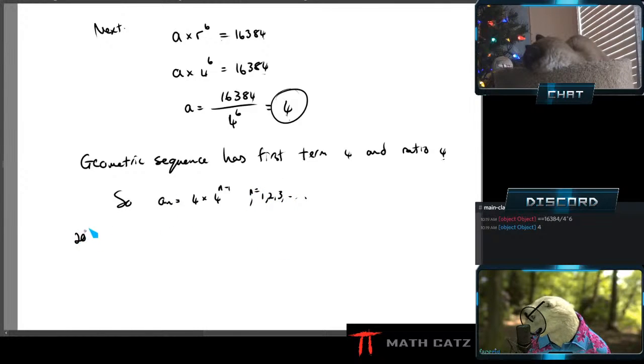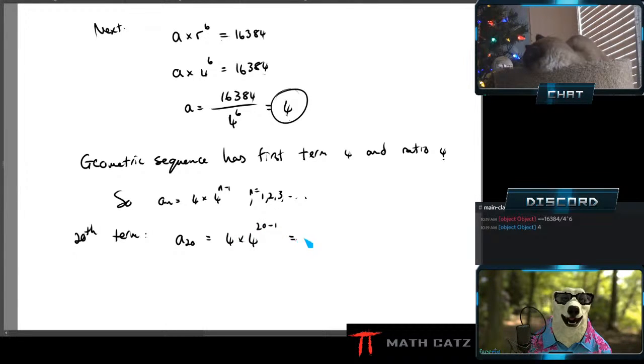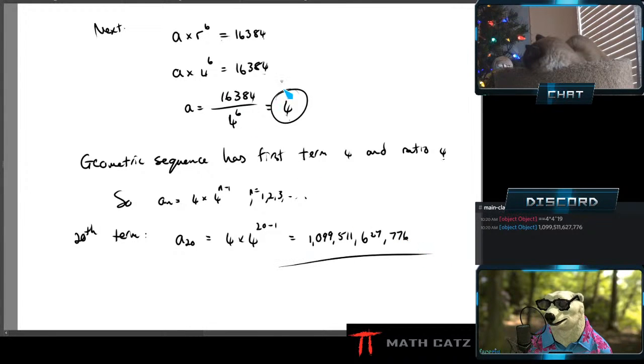If I want to find the 20th term, A20, I simply plug it into my formula and I get what I get, and I don't get upset. Holy smokes, that's a lot. See, this thing just blows up. Anyway, there it is.